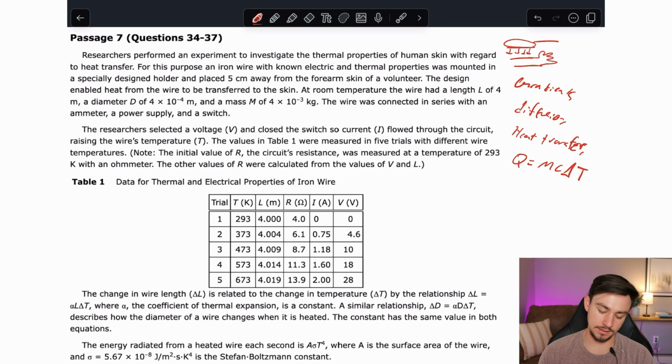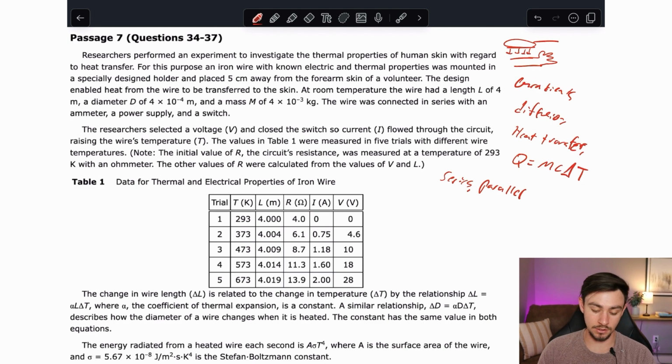The wire was connected in series. Okay, so remember series, there's series and parallel, right? So I'm thinking all those things, those are all high yield, because what if they explain this whole design and then they ask you a question about something in parallel?